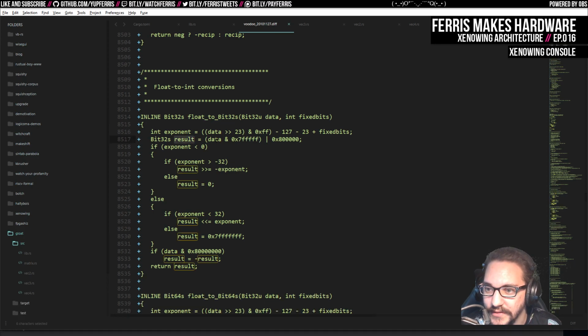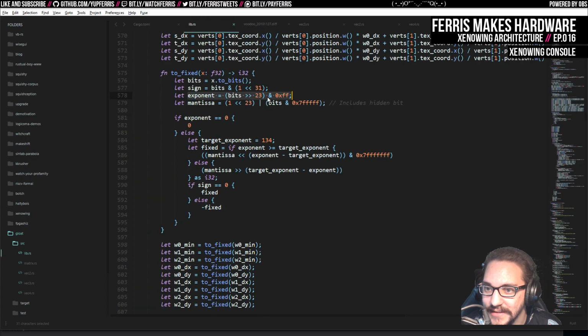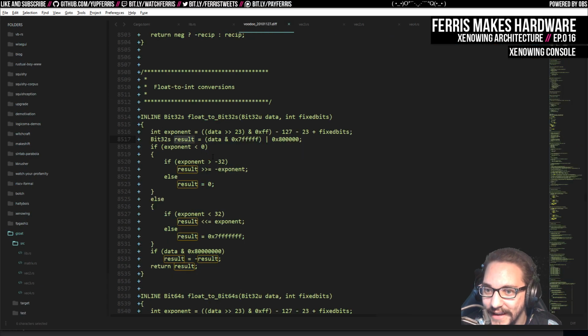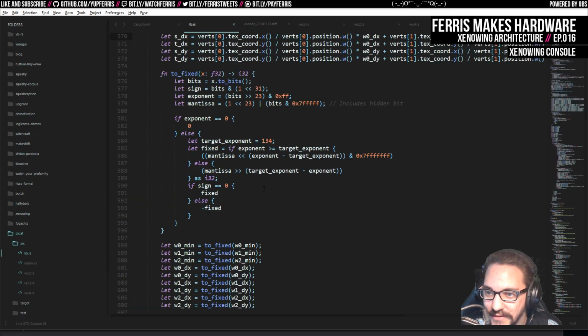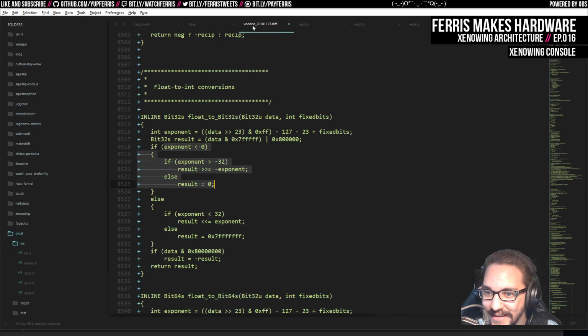Now they do the result here. So they pull this out, and then they add this bit, which is exactly what I do here. Includes hidden bit. And then while the exponent is not what they expect, they do these shift rights with the negative exponent, which I'm basically doing with these expressions. And then otherwise they do it the other way. Although they handle overflow by saturating. I actually think that's a good idea.